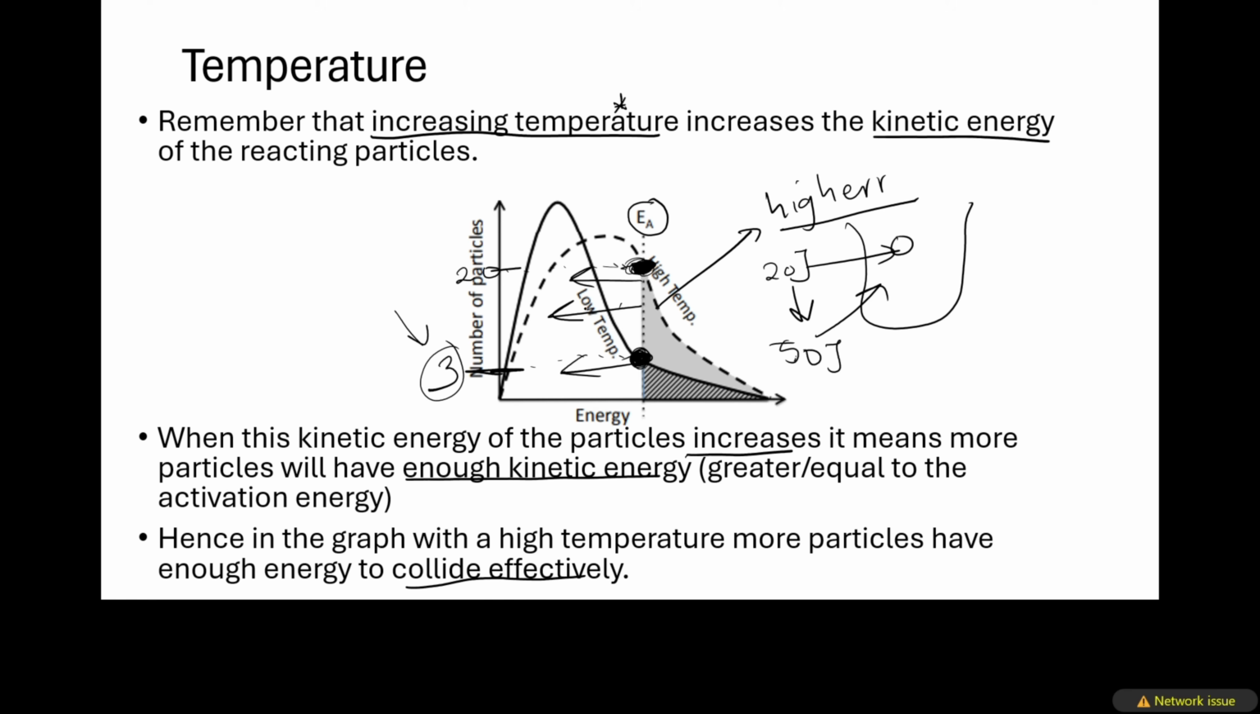successfully, they will not be able to form products because their kinetic energy is below the activation energy. So this is how we draw the Maxwell-Boltzmann curve for temperature. So when they tell you that you increase the temperature, all you just do is to increase the number of particles that reach the activation energy.